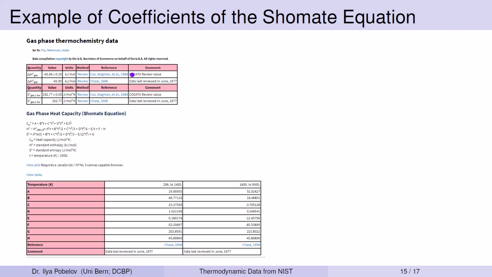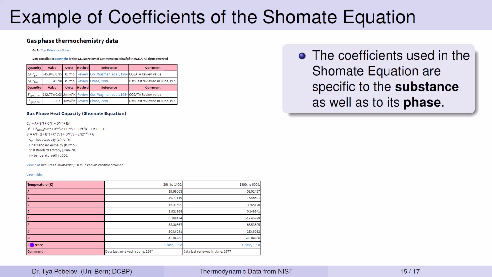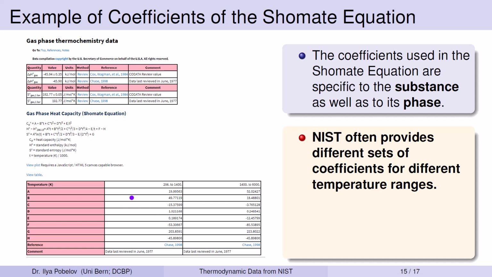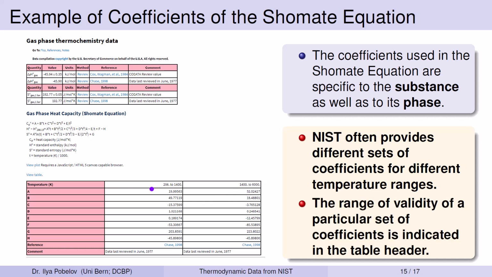This slide shows an example of the coefficients used in the Shomate equation as listed on the data page for a substance. These coefficients are specific to the substance as well as to its phase. Additionally, pay attention to the fact that NIST often provides different sets of coefficients for different temperature ranges. The range of validity of a particular set of coefficients is indicated in the table header.